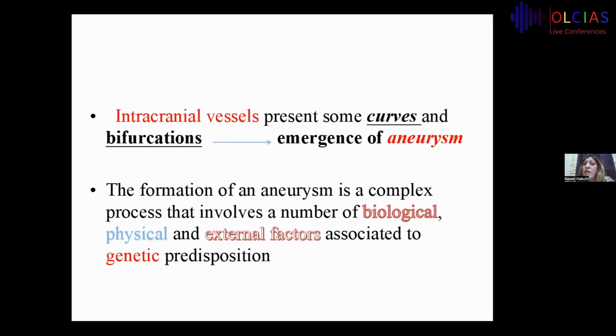The intracranial vessel presents some particularities. We have curves and bifurcations. These two particularities lead to the emergence of this pathology, the aneurysm. So we can say that the formation of aneurysm is a complex process. Why is this? Because it involves a number of factors. We have the biological factor, the physical factor, and the external factor. All these factors are associated with a genetic predisposition.